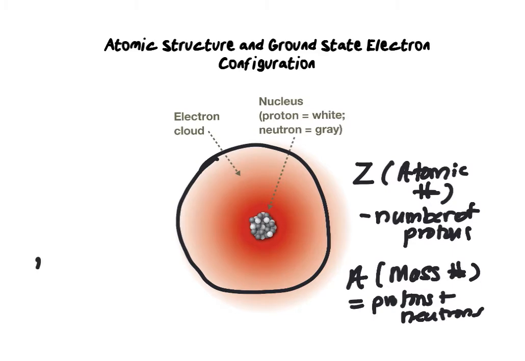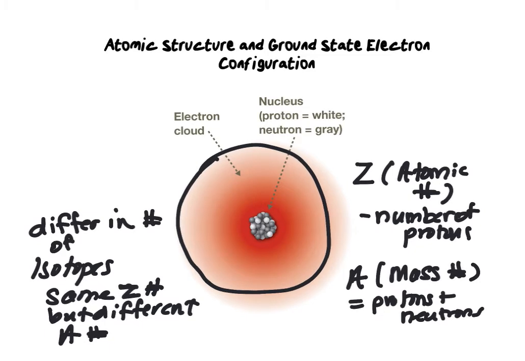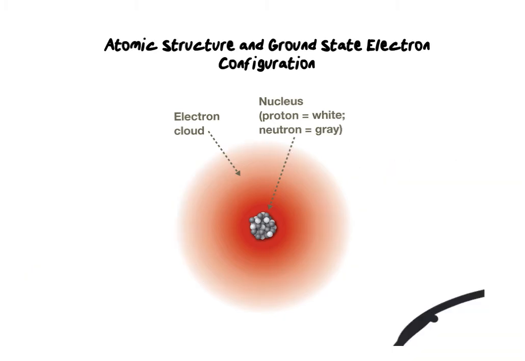Isotopes are atoms with the same atomic number but different mass numbers. So the same Z number, but different A numbers, because they differ in the number of neutrons. The atomic mass or atomic weight of an element is the weighted average of an element's naturally occurring isotopes.